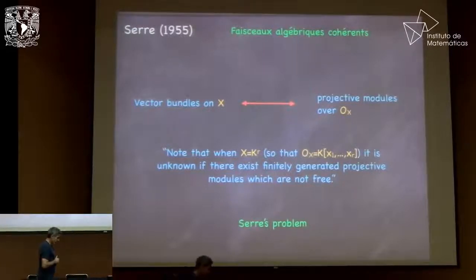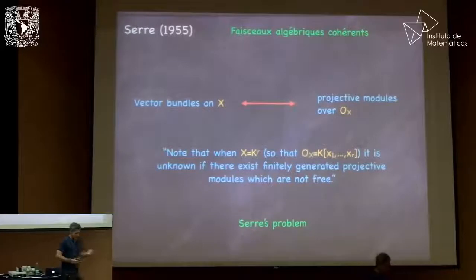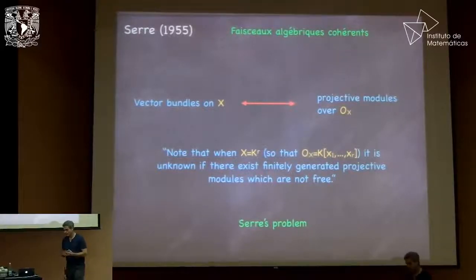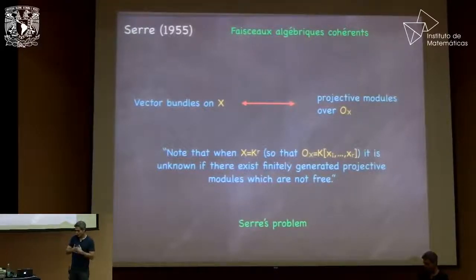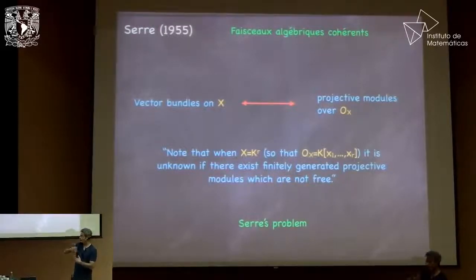So that corresponds to a theorem in topology that vector bundles are homotopy invariant. A vector bundle over a space cross an interval is always pulled back from a vector bundle over one of the ends.